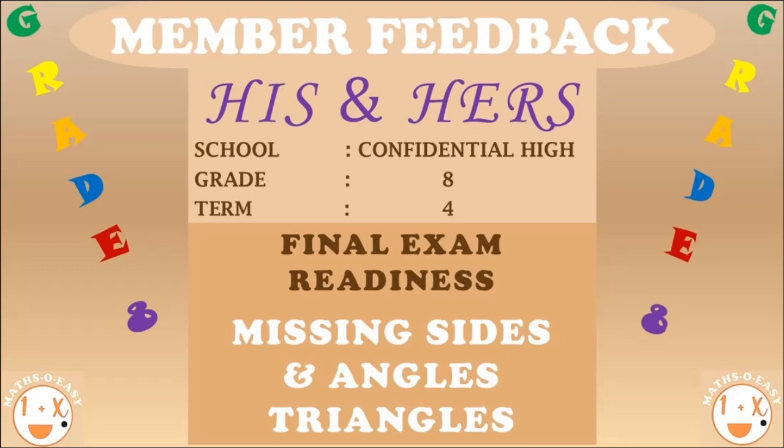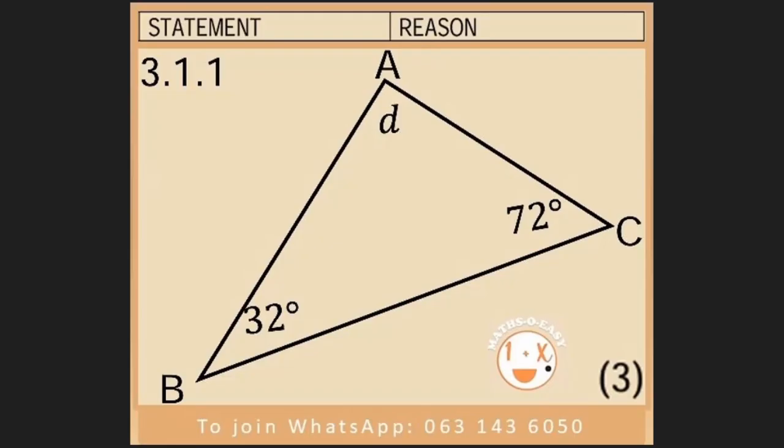There we go, member. We are cruising again. We are moving. So we now go to another question. Question 3. What is it about missing sides and angles in 2D shapes? Specifically triangles.